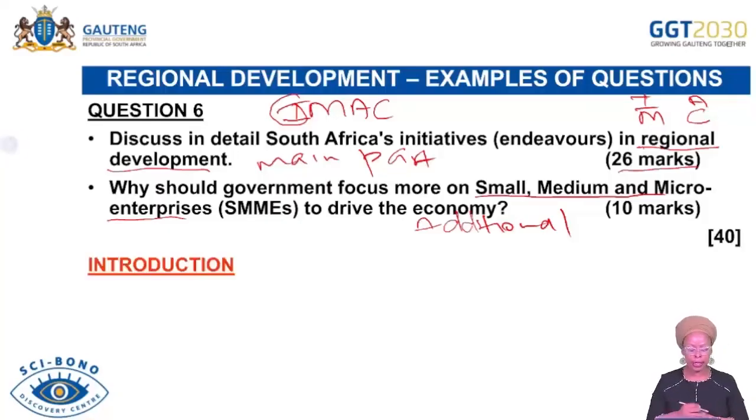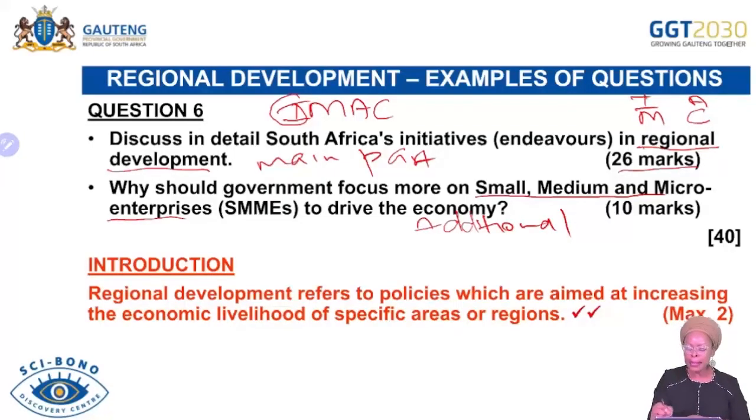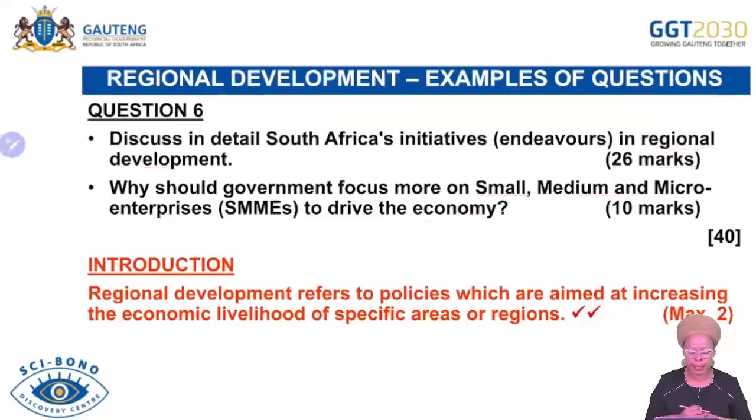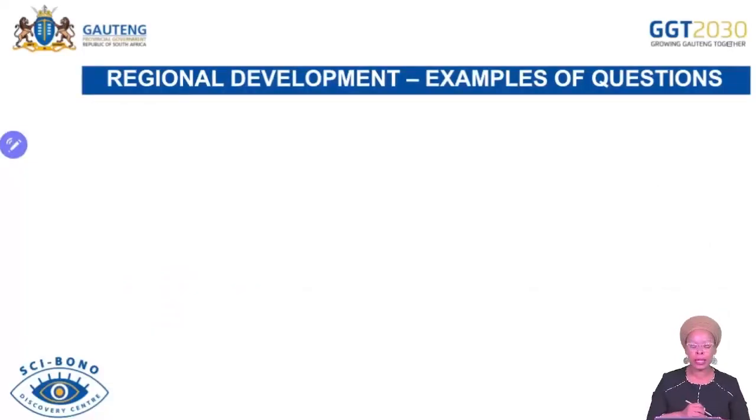Let's look at the introduction for this particular essay. Remember, I said you can describe regional development. You can, for 2 marks, mention that regional development refers to policies which are aimed at increasing the economic livelihood in specific areas or regions. Let's quickly move to the main part of the essay.